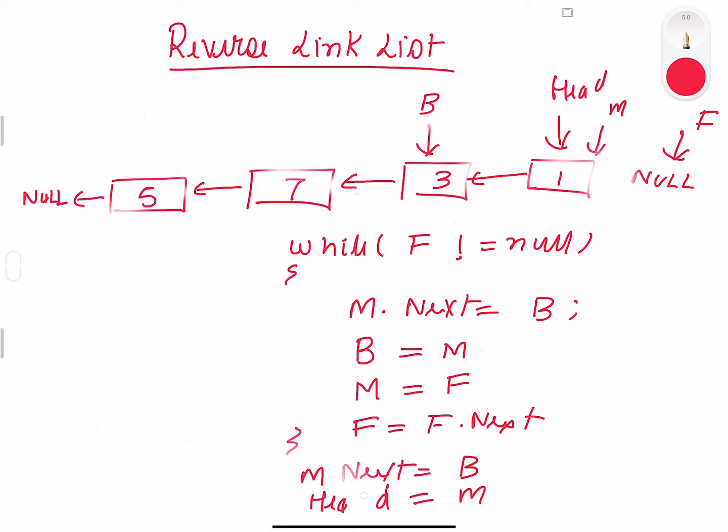At this point, we have the head node, which is pointing to 3, and then 7, and then 5. So basically, we have reversed all the nodes. So that is how we'll write the code. And let's write the code down.